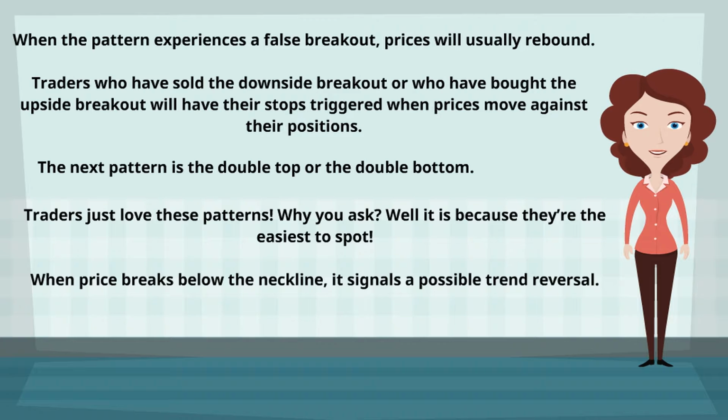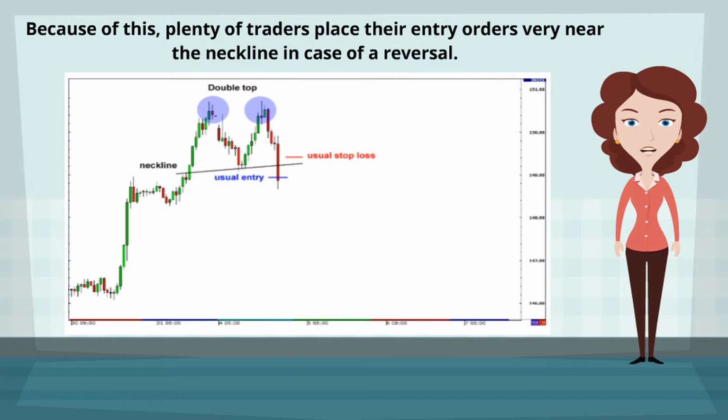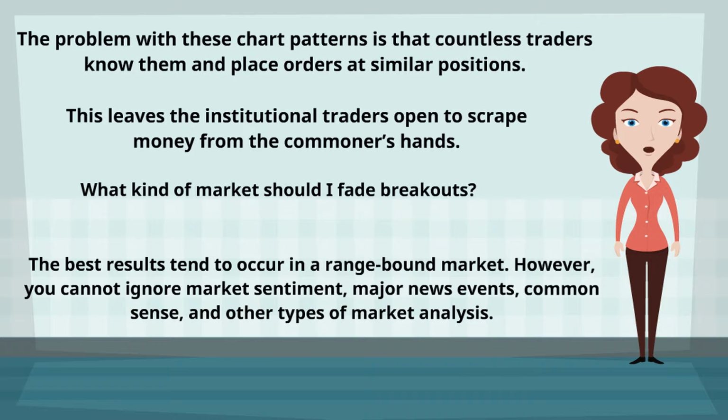The next pattern is the double top or the double bottom. Traders just love these patterns. Why, you ask? Well, it is because they're the easiest to spot. When price breaks below the neckline, it signals a possible trend reversal. Because of this, plenty of traders place their entry orders very near the neckline in case of a reversal. The problem with these chart patterns is that countless traders know them and place orders at similar positions. This leaves the institutional traders open to scrape money from the commoners' hands.